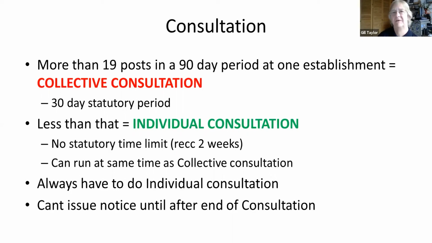What the 90-day period means. Let's say you put 5 staff at risk on the 1st of January, and 90 days is 3 months, isn't it? So let's say you put 5 in January and 15 in, beginning of March. That adds up to 20 posts in that 90-day period. So the 90-day period is a length of physical time.